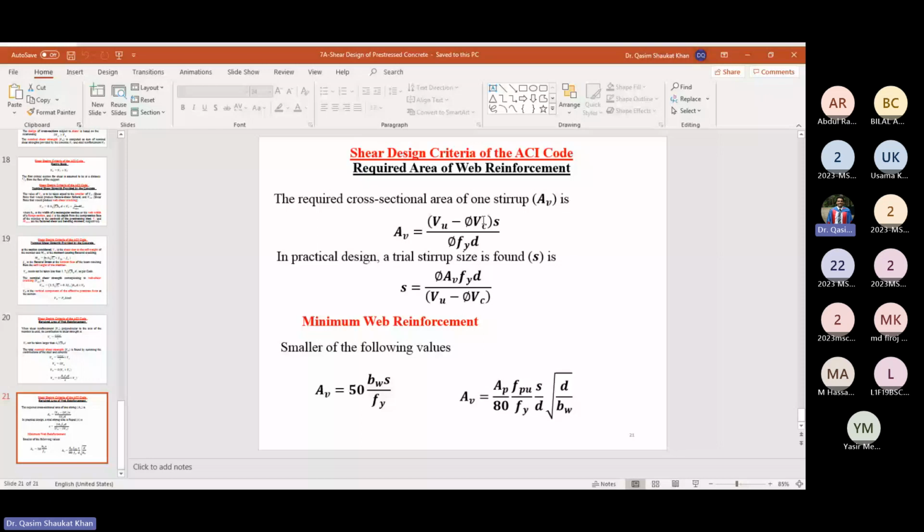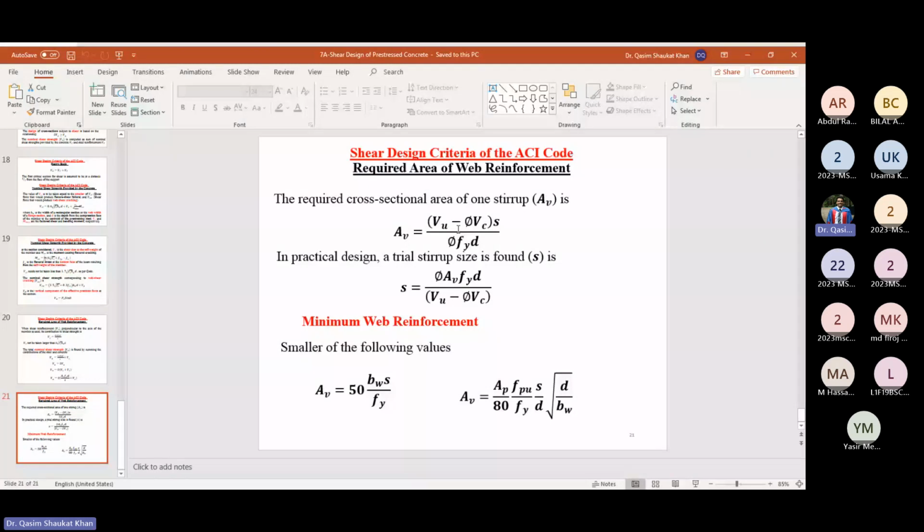So s over phi fy into d, this will give you the total area of the stirrups required to provide the required contribution of the steel to resist the required shear.